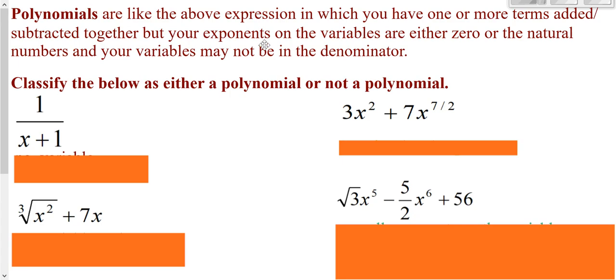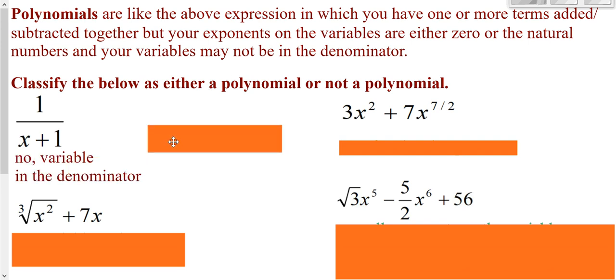So polynomials are like what we just looked at, one or more terms added and subtracted together. But the exponents in the variables can either be 0 or positive integers, meaning natural numbers. You cannot have variables multiplied together, and you cannot have variables in the denominator. So, is each one of these a polynomial, yes or no? If no, why? The first one is not because we have a variable in the bottom.